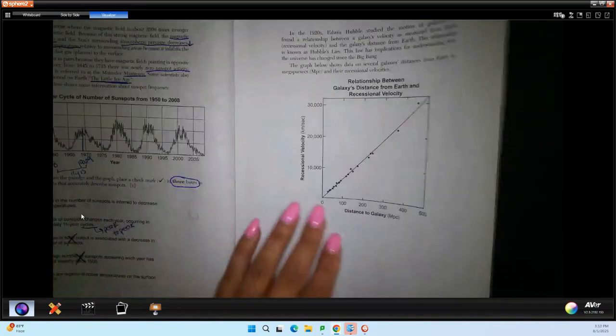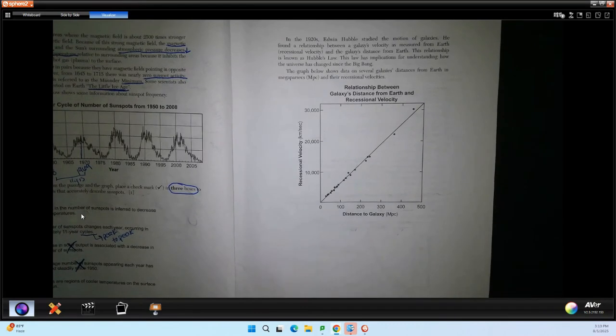Okay, and now we're introducing another reading and graph for question 19. So 19 says, in the 1920s, Edwin Hubble studied the motion of galaxies. He found a relationship between a galaxy's velocity as measured from Earth, which is called the recessional velocity, and the galaxy's distance from Earth. This relationship is known as Hubble's law. This law has implications for understanding how the universe has changed since the Big Bang. The graph below shows data on several galaxies' distances from Earth in megaparsecs and their recessional velocities.